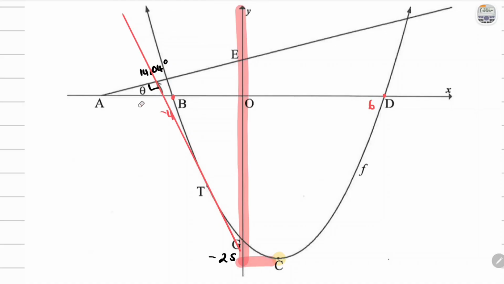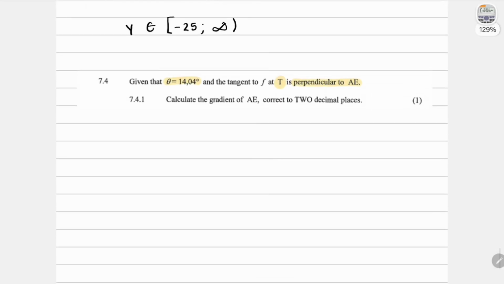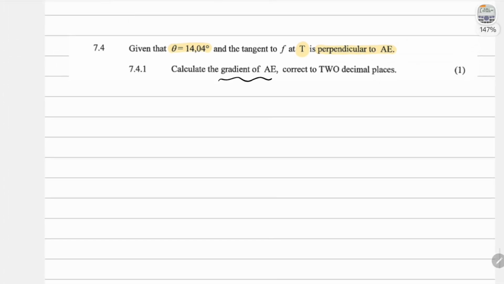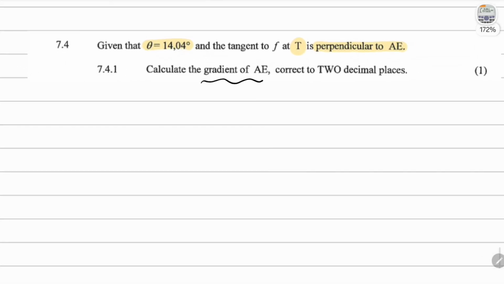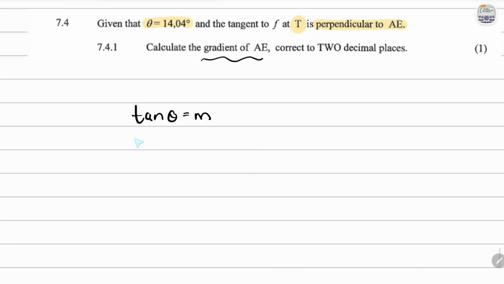So we know what to do with their gradients. If that is the case, they want us to calculate the gradient of AE corrected to two decimal places. They already gave us the angle of inclination of AE, and what we can do with that is find the gradient. The formula to find the angle of inclination is tan theta is equal to the gradient. So this will help us find the gradient.